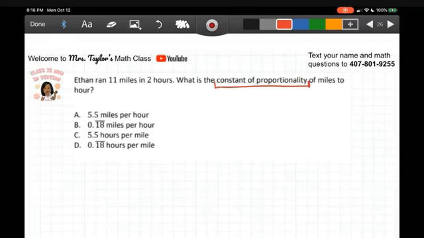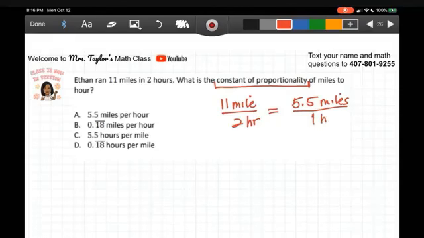he runs for an hour. What's going to be the rule? For every hour, what's going to be the rule? How far did he run? So basically, how far did Ethan run in 1 hour? In 1 hour, how far did he go? So, you can just divide it by 2. This would be 11 miles divided by 2 hours. And that's going to be, he'll go 5.5 miles in 1 hour. And that's it.